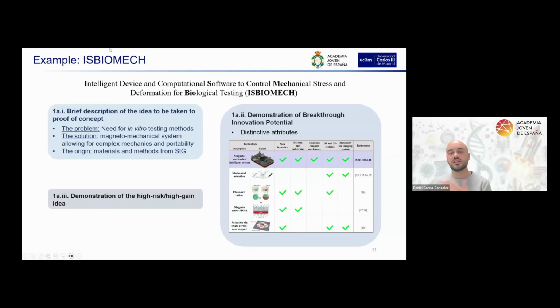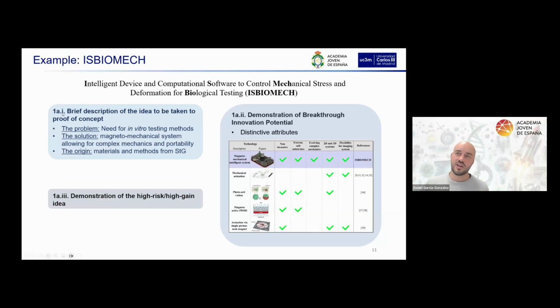Okay, so this is the idea. So it's biomech. So link to the previous one, the ERC. So this is intelligent device and computational software to control mechanical stress and deformation for biological testing. So essentially, keep this in mind. So in my previous ERC, basically what I was developing was these kind of smart materials that can interact with the biological systems. And also I kind of integrated in my lab to do some experiments.